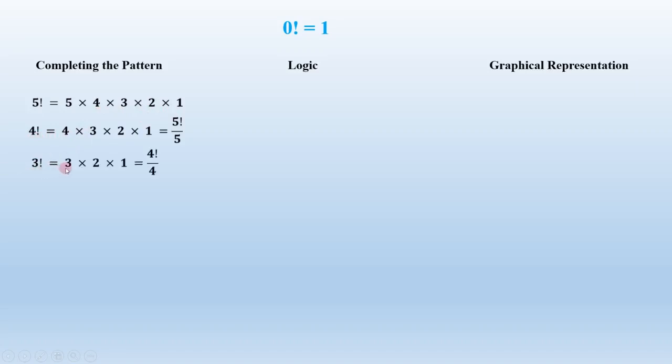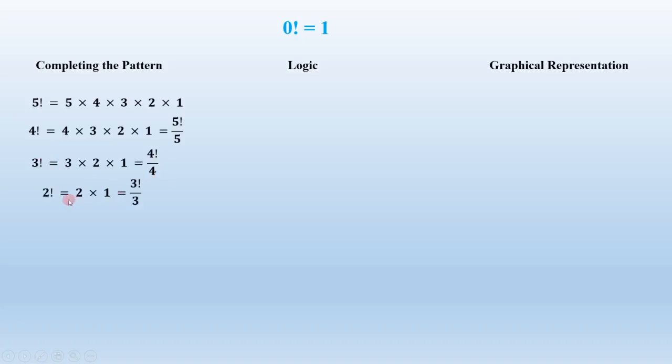Similarly, 3 factorial will be equal to 3 times 2 times 1. And this value can also be obtained by dividing this 4 factorial by 4. And if we divide this 4 factorial by 4, this 4 and this 4 go away, we'll get 3 times 2 times 1, which will again be equal to 3 factorial. Which means dividing 4 factorial by 4 will provide us the value equal to 3 factorial.